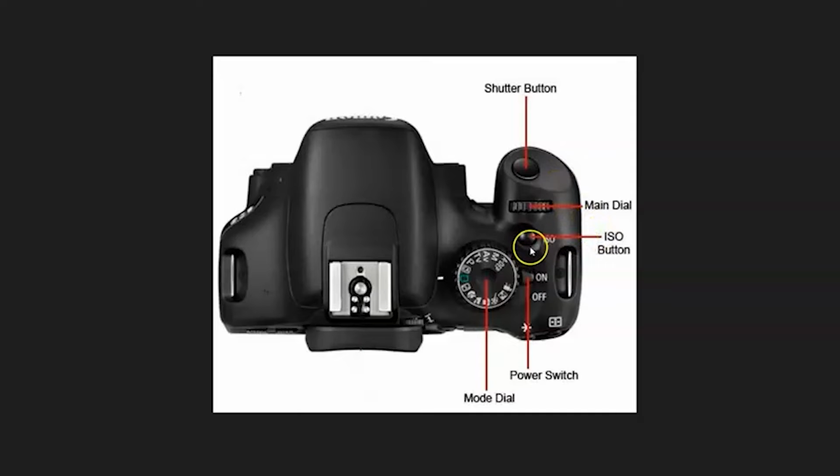You may see a button that says ISO. Now, you may or may not see that ISO button on your camera. They do put it in various locations on the different cameras, so don't worry too much about that. Your power switch, of course, and of course we have what's known as the mode dial.